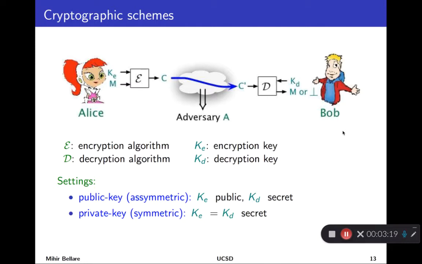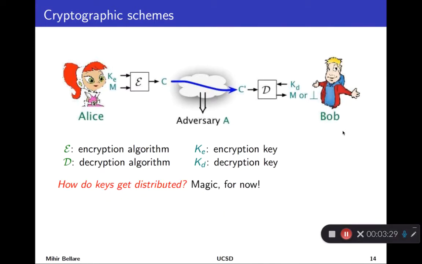How these keys reach the endpoints is one problem. That's called key distribution. We'll punt on that for a fairly long time. So right now, we view the way in which keys reach the endpoints as kind of magic. And we'll study for a significant amount of time how to make use of them well to reach various goals.